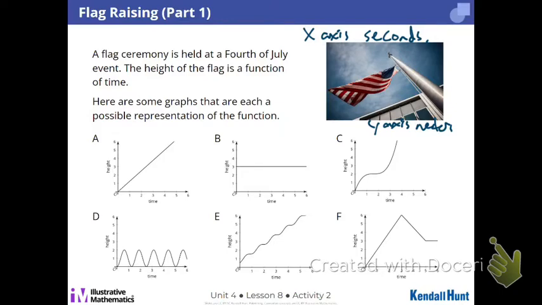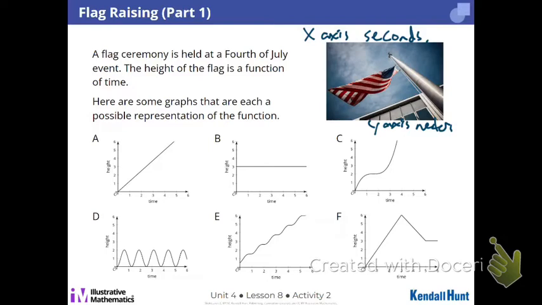Group A, what's going on in your situation? Steady rate. What's the steady rate? The flag goes up 6 meters over 6 seconds, so 1 meter per second. Constant rate of change might be a thing that we could say for that.